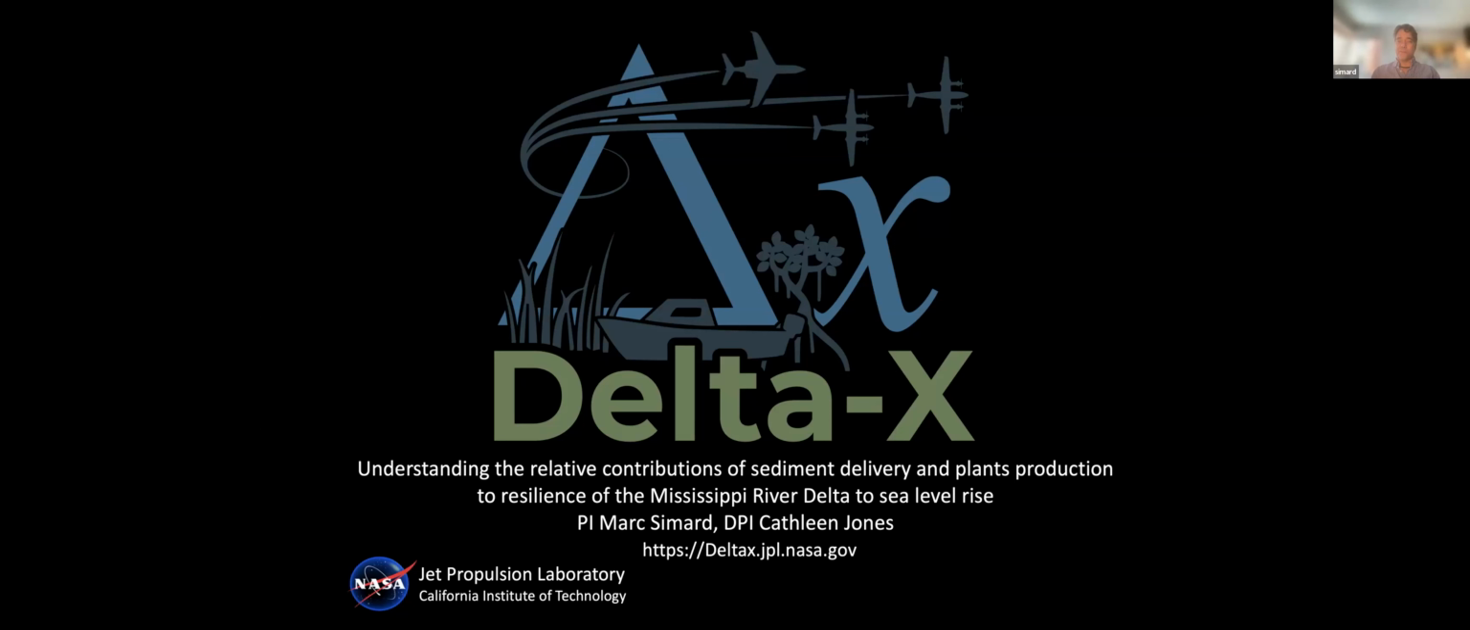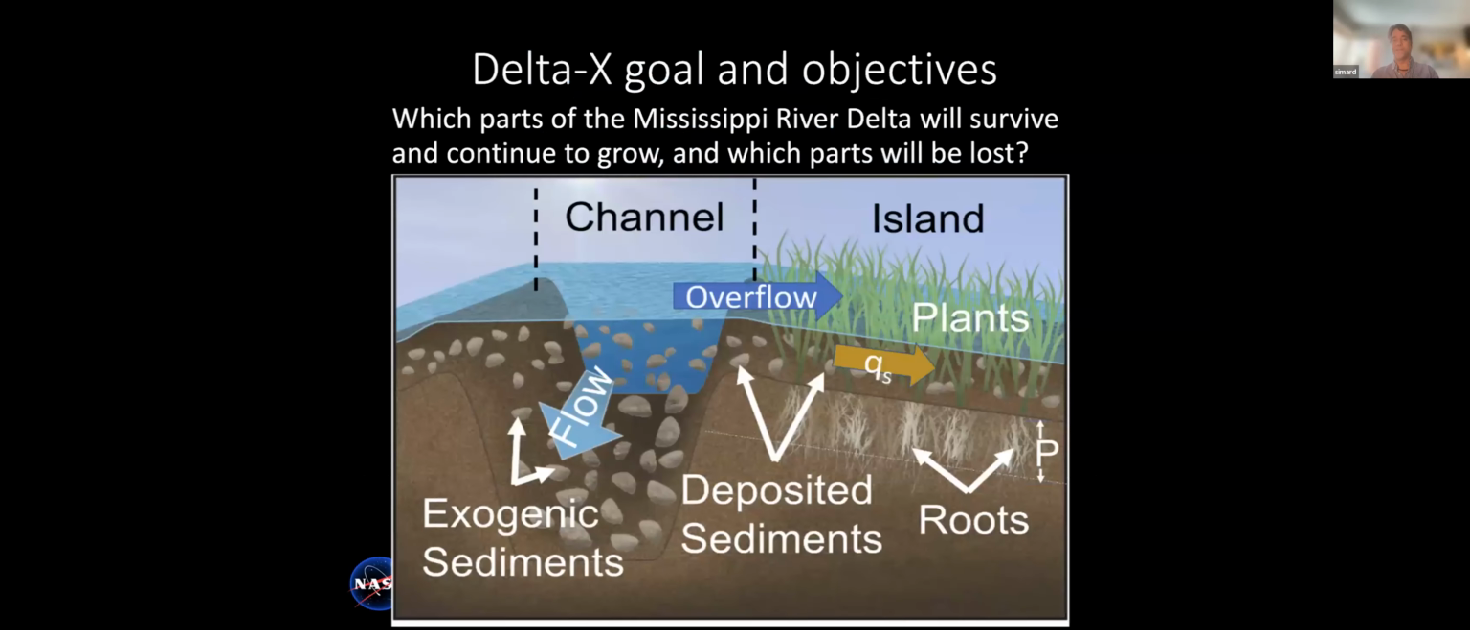Only with airborne instruments can you capture these very fast processes, because with an aircraft, it's on demand. We can cover these areas within a few tens of minutes. So Delta-X was designed to determine which part of the Mississippi River Delta will survive and continue to grow, and which parts of the Delta will be lost. And Delta-X is designed to look at those two processes which I mentioned, one being the deposition of sediment, and the second one, the plant growth.